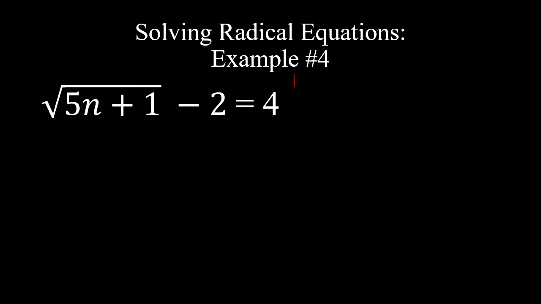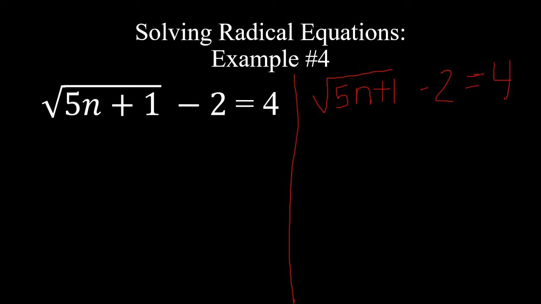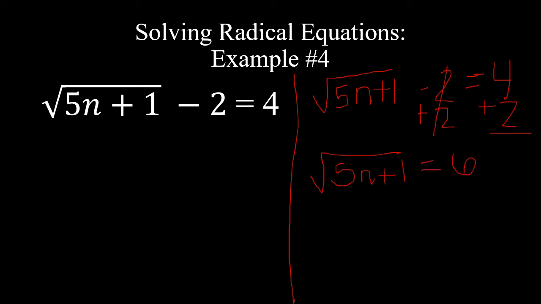So let's get started. We have the square root of quantity 5n plus 1, minus 2 equals 4. Remember, we want the radical on one side, everything else on the other, so let's get rid of this 2. We cannot have something else on the same side with our radical, right? Add 2 to both sides. That leaves us with the square root of quantity 5n plus 1 equals 4 plus 2, which is 6. Now we have our radical expression on one side and everything else on the other.